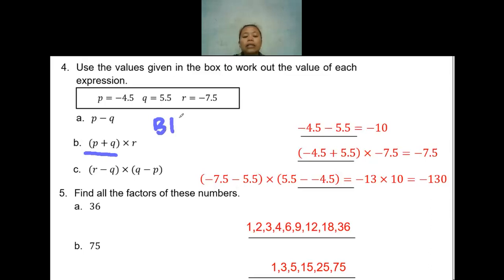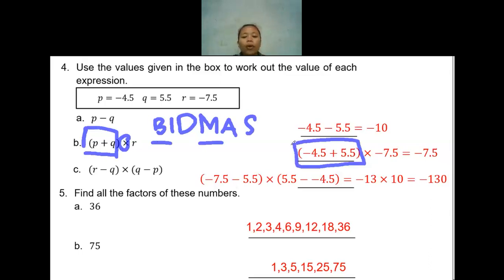Bracket, indices, division, multiplication, addition, subtraction. So this is a bracket, this is multiplication. Bracket and multiplication, bracket comes first. That's why we need to simplify the negative 4.5 plus 5.5 first. Negative 4.5 plus 5.5, the answer is 1. 1 times negative 7.5, the answer will be negative 7.5.